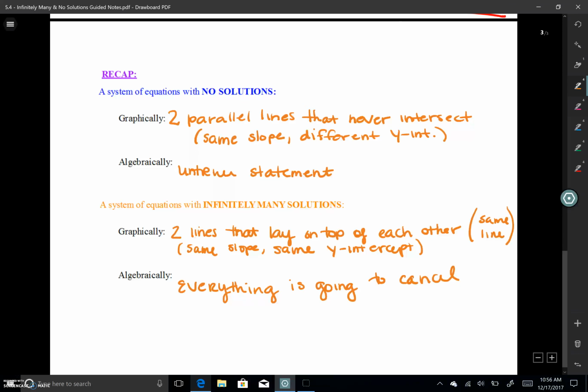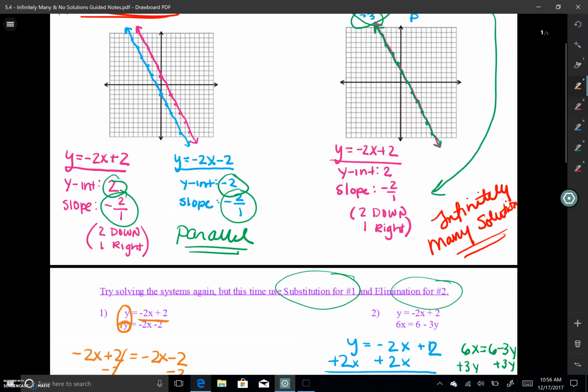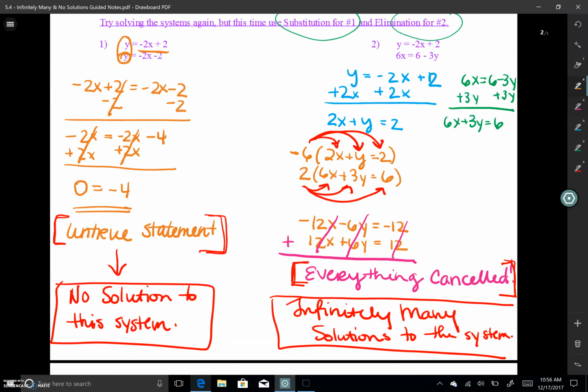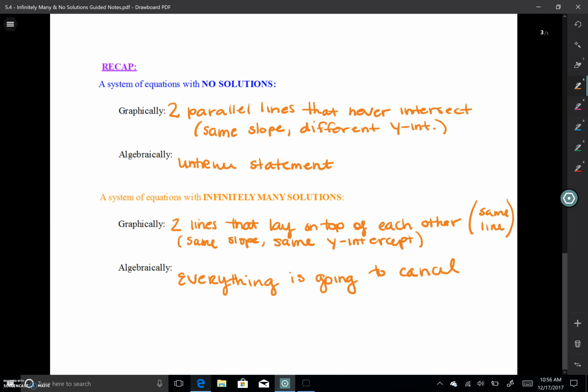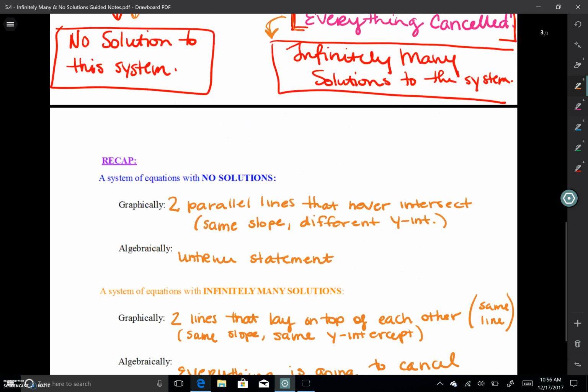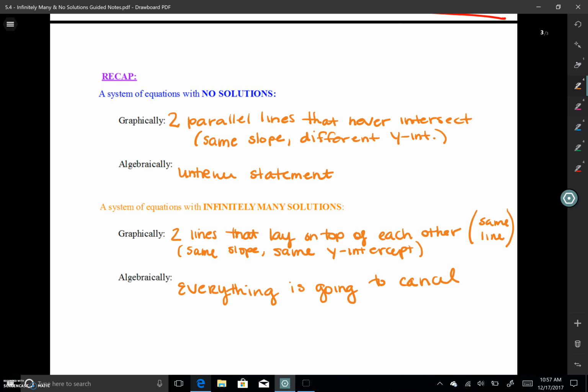Just please be aware, my final answers for these problems are not "untrue statement" or "everything cancels." I know I wrote that here in the example problems, but just recognize I'm writing that because it tells me what my final answer is. So anytime I get an untrue statement, that means to me no solution. Anytime everything cancels, that means to me infinitely many solutions. So I would hold on to this. This is going to be really useful, especially while you're still getting used to it so that you can remember. But the way that we do these problems is the same as we've always done them. It's just the result that changes here.